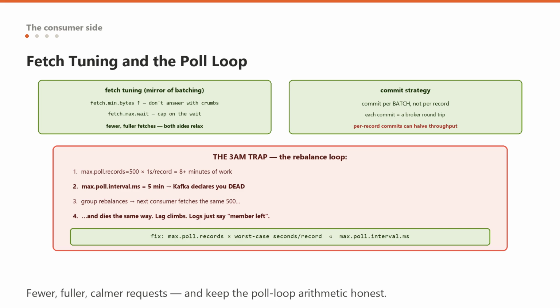The fix is honest arithmetic. Max poll records times your worst-case per-record time must sit comfortably under max poll interval. Then commit offsets per batch, not per record. Committing is a broker round trip, and per-record commits can halve your throughput on their own. The consumer's rule is the producer's rule again: fewer, fuller, calmer requests.